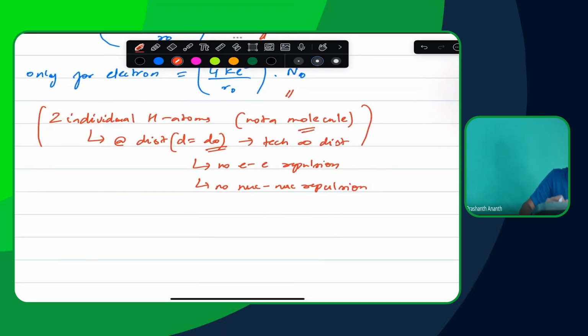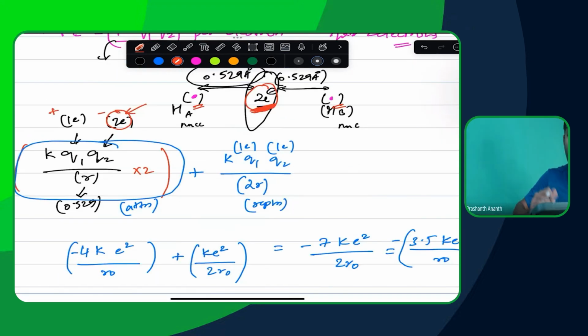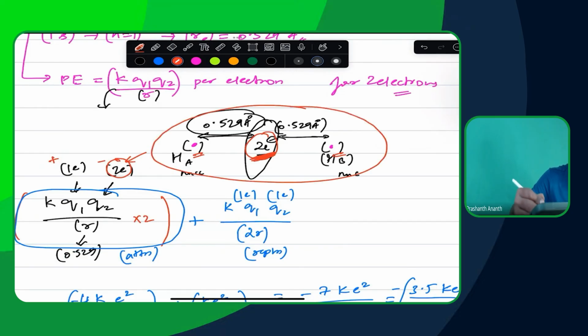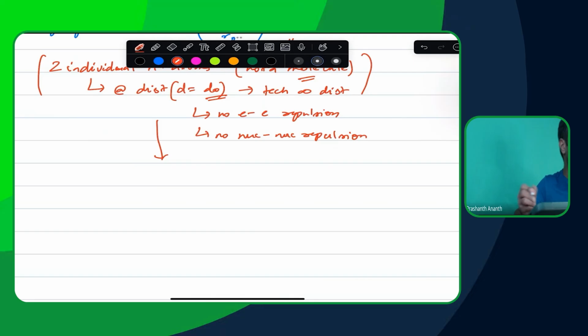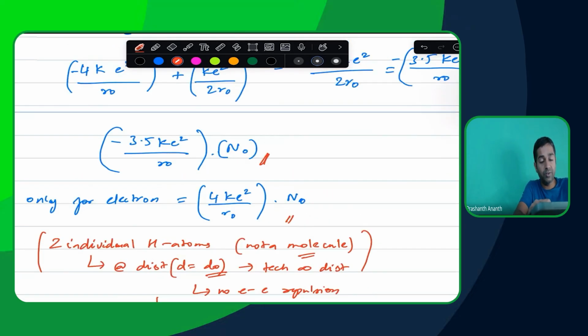So when you treat them as two individual atoms, multiply by 2 again. None of this nonsense applies. This is for the molecule, assuming ground state 1s. But we don't need to make any of that assumption. It's a much simpler thing. They're asking only for the individual atoms, so very straightforward, get it done.